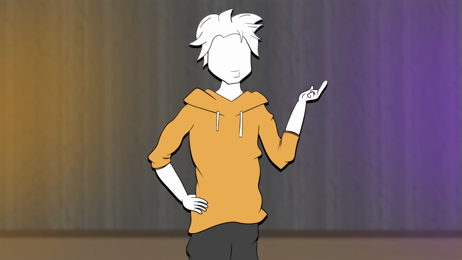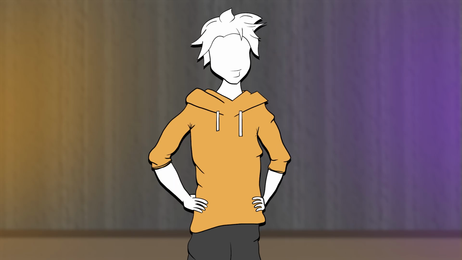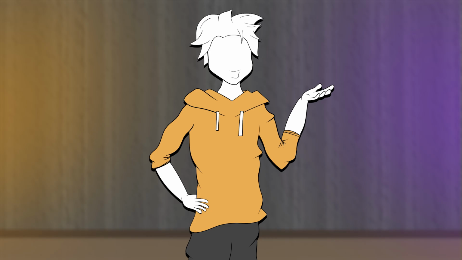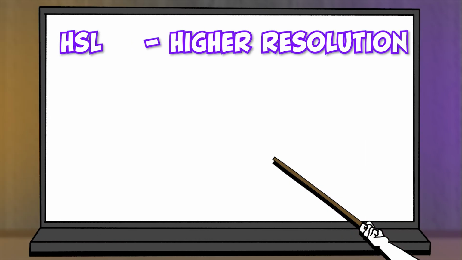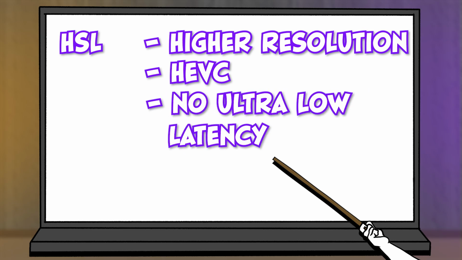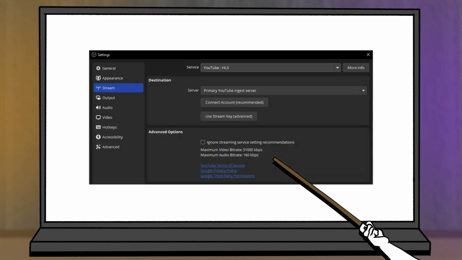Second streaming platform that I'm going to show you is YouTube, and with YouTube you have two options, either YouTube HLS or YouTube RTMPS. So first I should probably tell you the difference between those two, right? Let's do it quick and to the point, because I believe you don't want to have a deep dive into that. HLS is better for higher resolution like 4K since it supports HEVC codec, but it's not good for ultra low latency. On the other hand, RTMPS is exactly opposite, so great for ultra low latency, but not good for high resolutions.